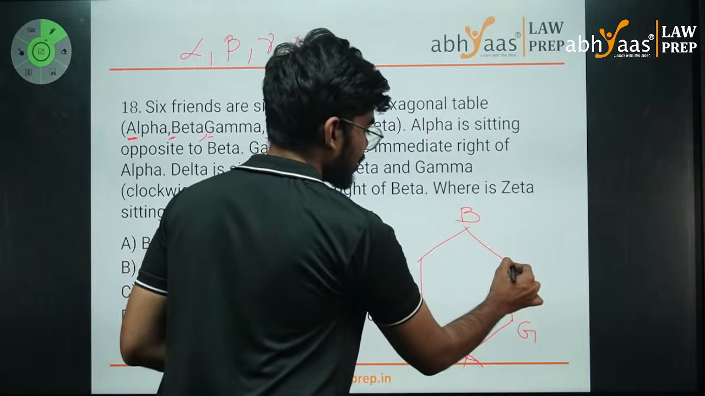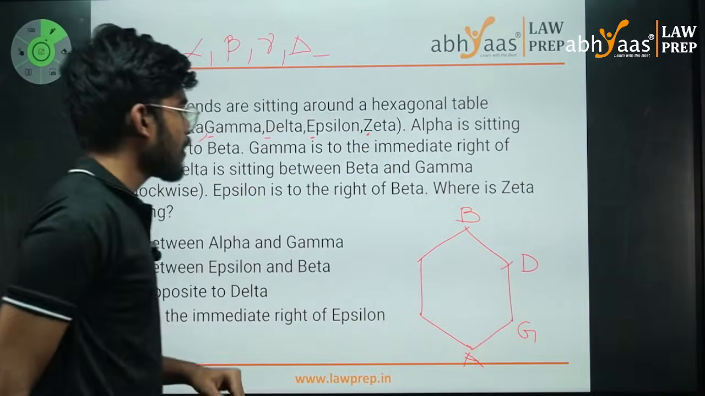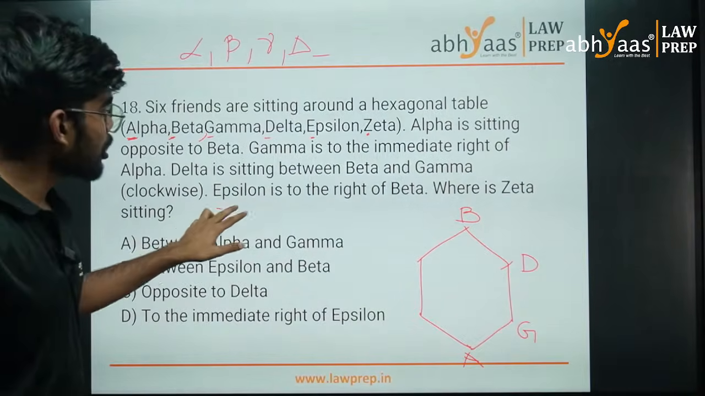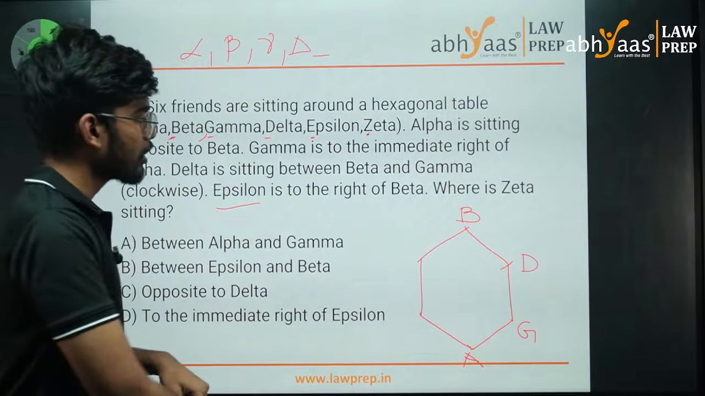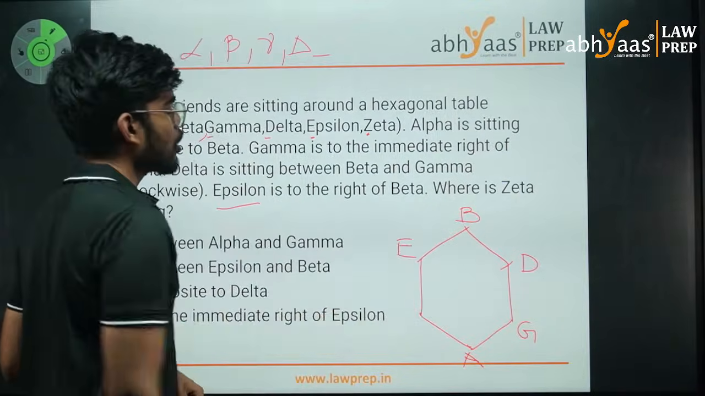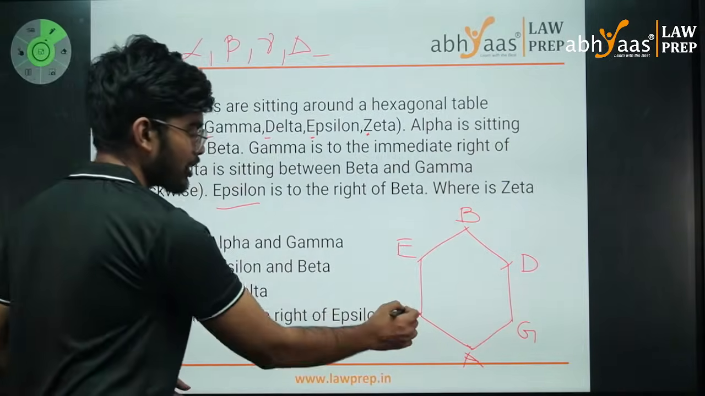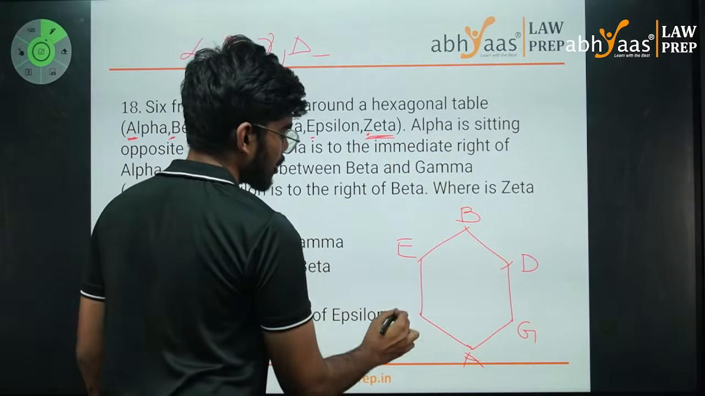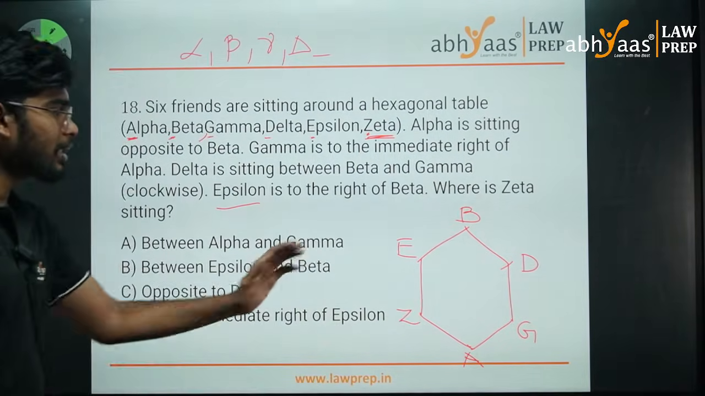That means it is D. Delta is sitting between beta and gamma. Epsilon is to the right of beta. That means it is E. And what is the thing which is left? Only this position is left and zeta is the remaining person. So this is the arrangement.